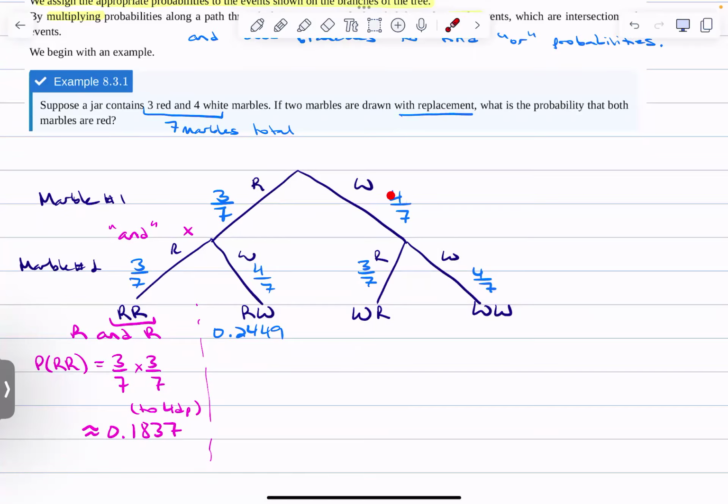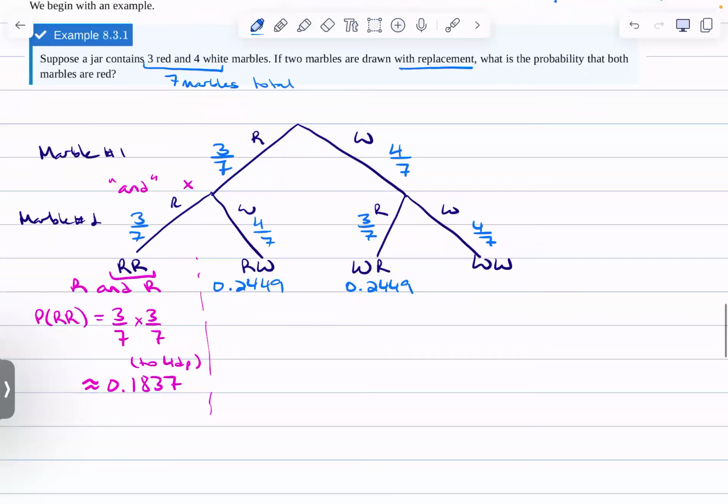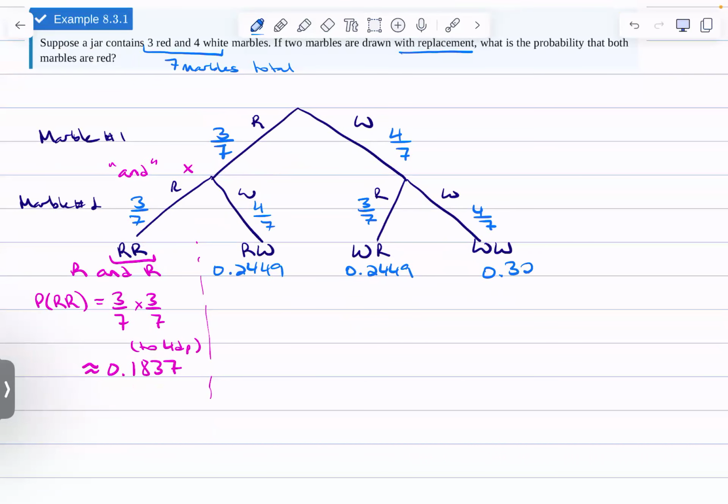So now if you draw a white one first and then a red one, with replacement, then that should be the same as drawing a red one and then a white one, but let's confirm. So 4/7 times 3/7 is 4/7 times 3/7. It is the same, 0.2449. And then 2 white ones, 4/7 times 4/7. We get 0.3265 to 4 decimal places.